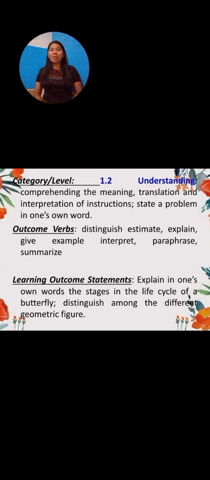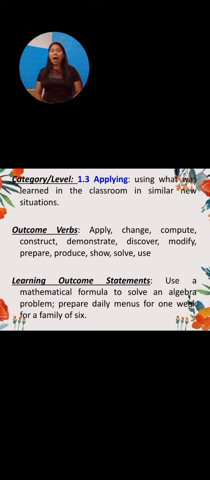The next category is applying, using what was learned in the classroom in similar new situations. It is carrying out or using a procedure in a given situation. For its outcome verbs: apply, change, compute, construct, demonstrate, discover, modify, prepare, produce, show, solve, and use. For its learning outcome statements: use a mathematical formula to solve an algebra problem and prepare daily menus for 1 week for a family of 6.